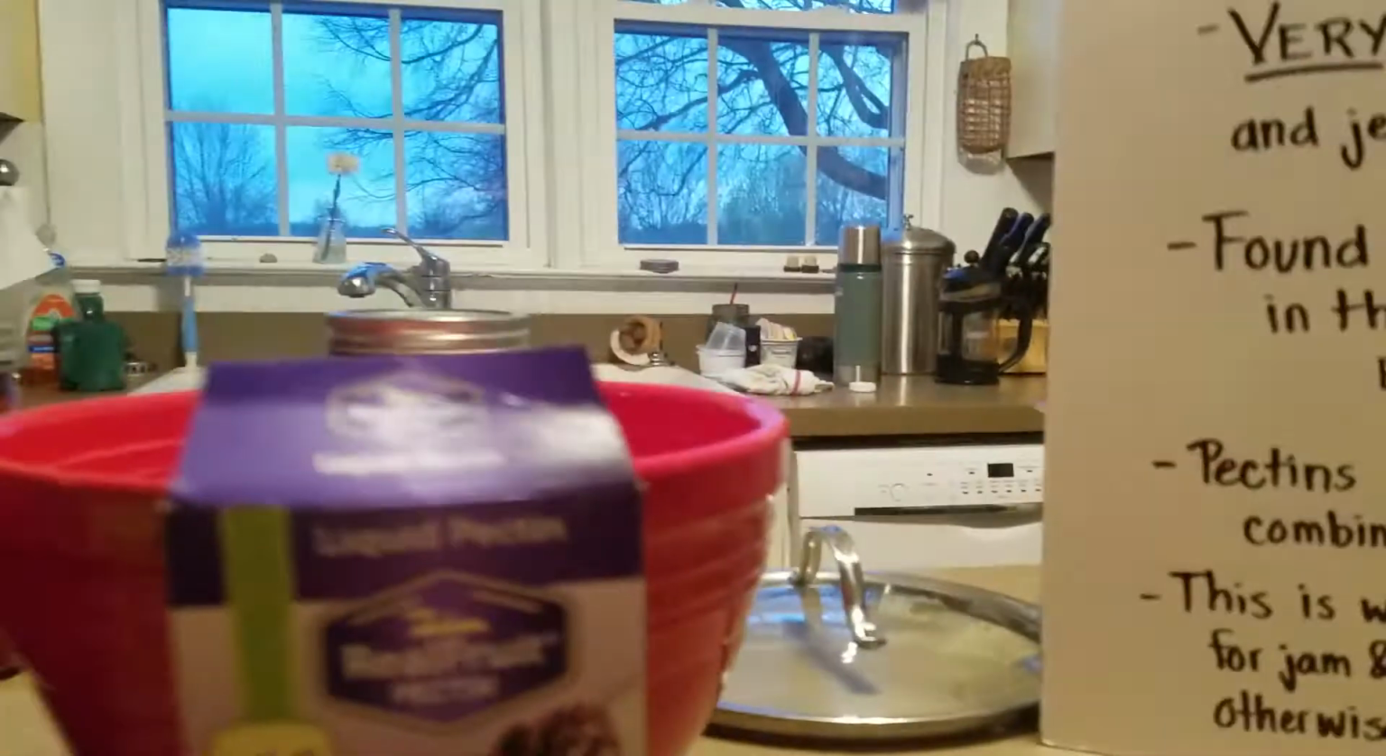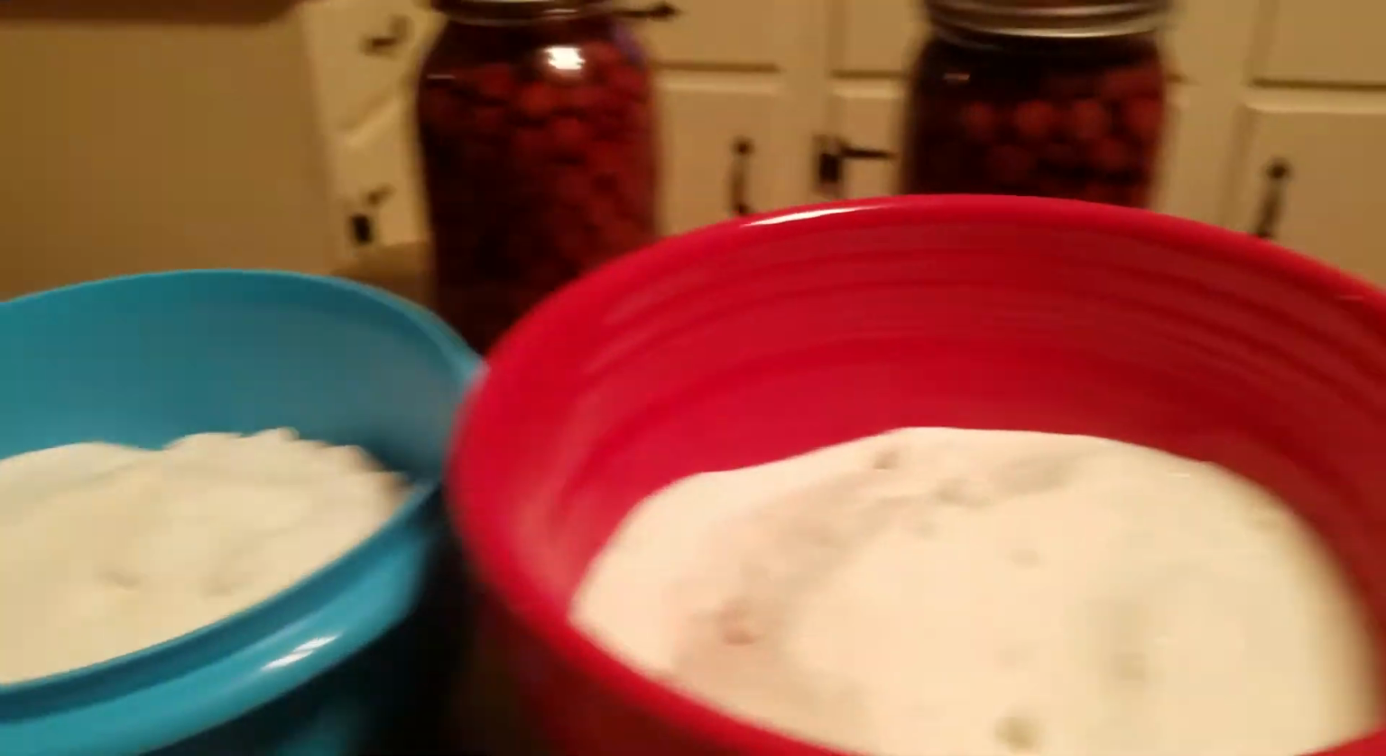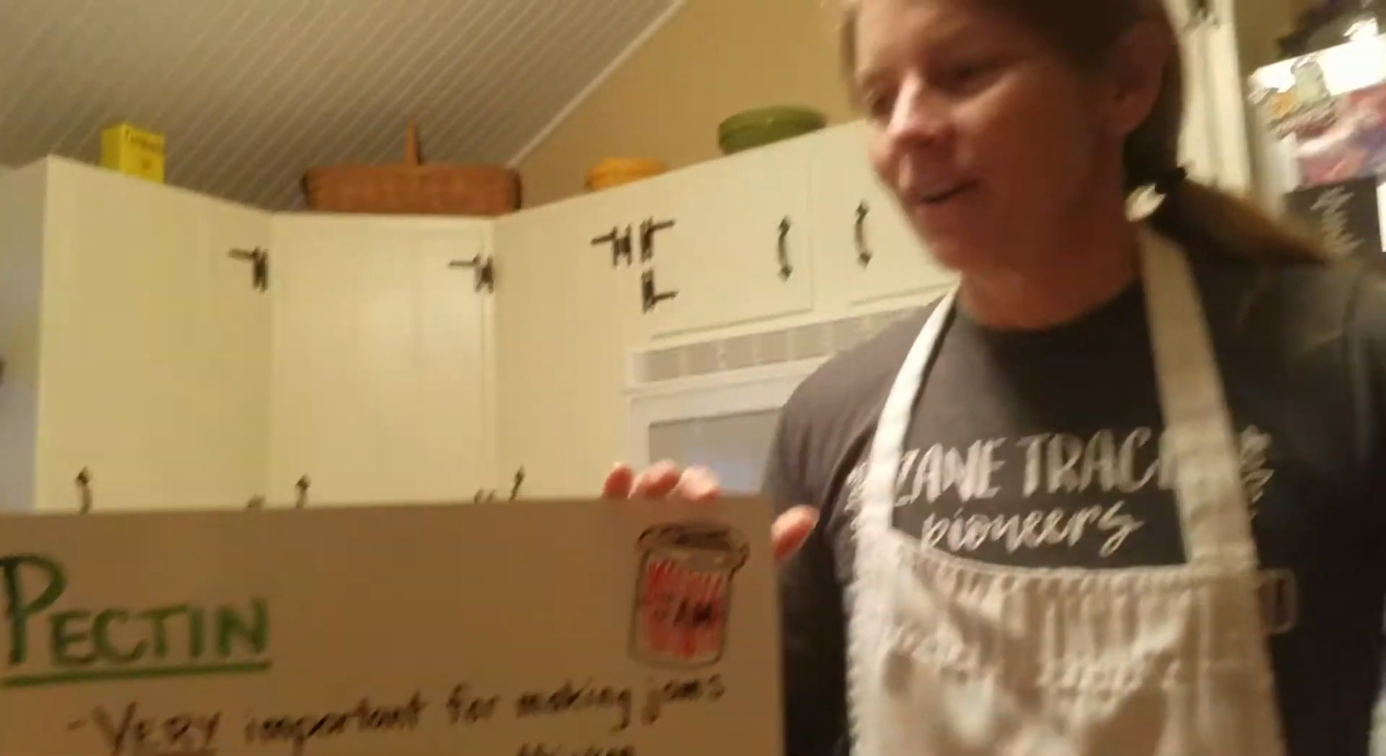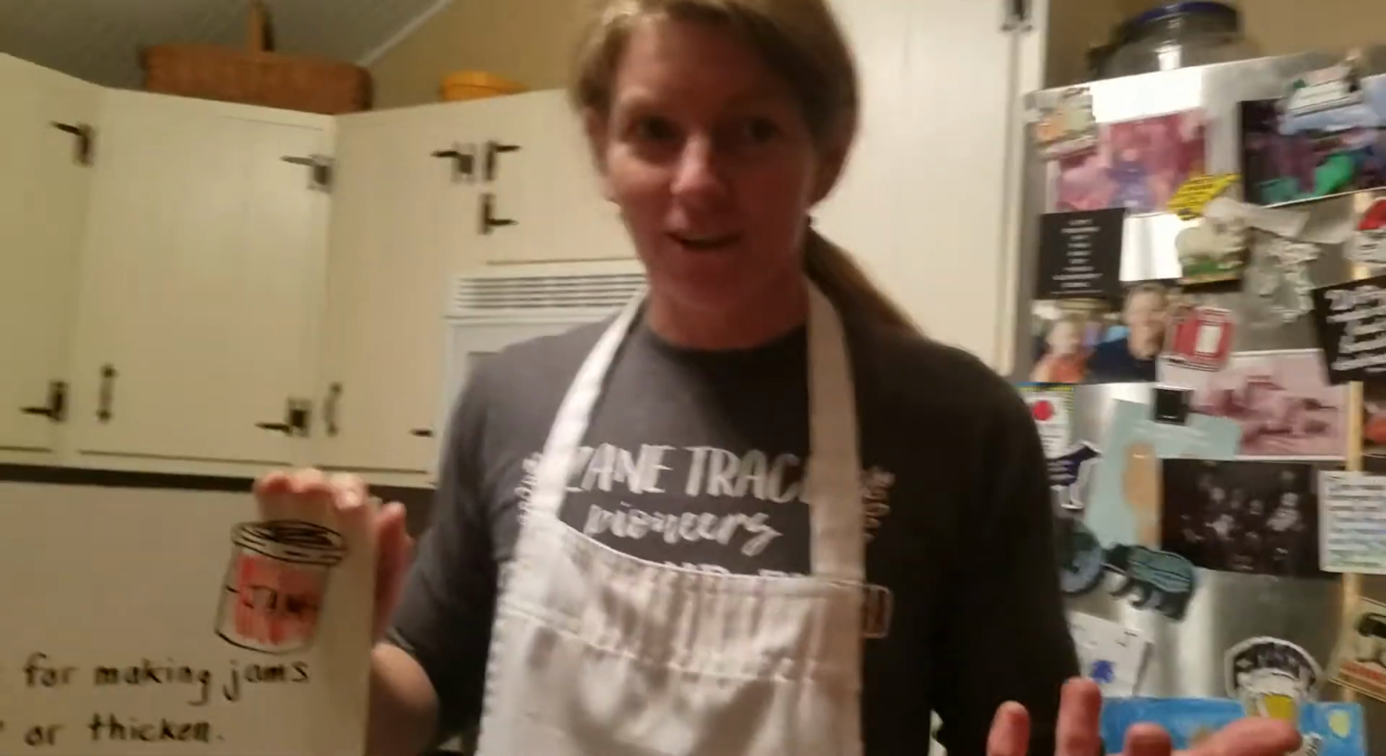We also have our sugar measured out, and behind each of these we have a jar of cherries. So I have had these in my pantry, and I am going to make 3 different batches of cherry jam using 3 different types of pectin, and we're going to see if there's any difference in how those pectins affect the texture and the taste of the cherry jam.